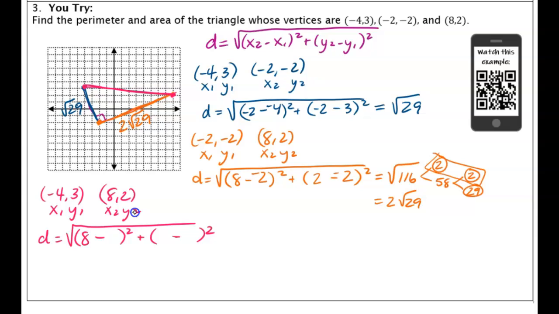x2 is 8, x1 is -4, y2 is 2, y1 is 3. So now I'm typing this into my calculator, just the part that's under the radical, and it gives me 145.